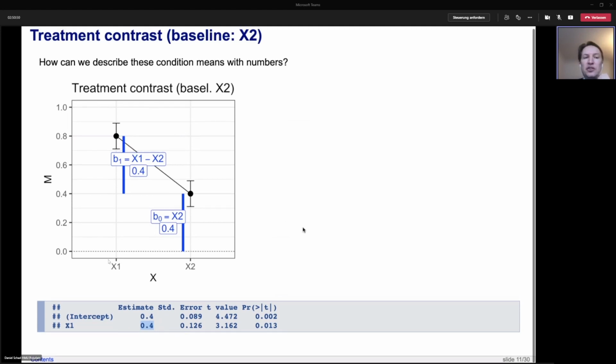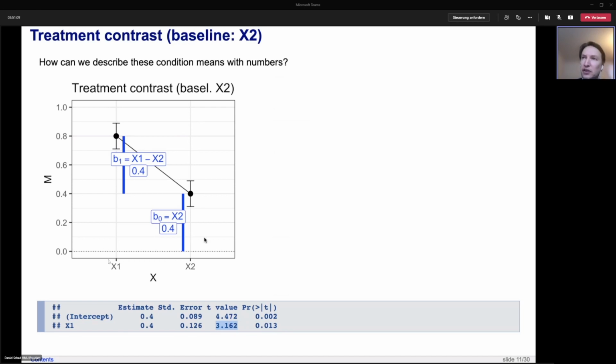So this is just changing the baseline level, but still using a treatment contrast. And you already see that the intercept measures something completely different here, and the direction of the slope also changes. But the p-value of the slope actually stays the same. The t-value is 3.16, so that doesn't change.